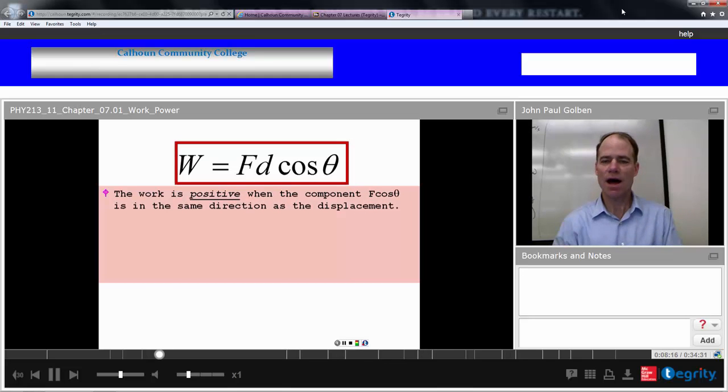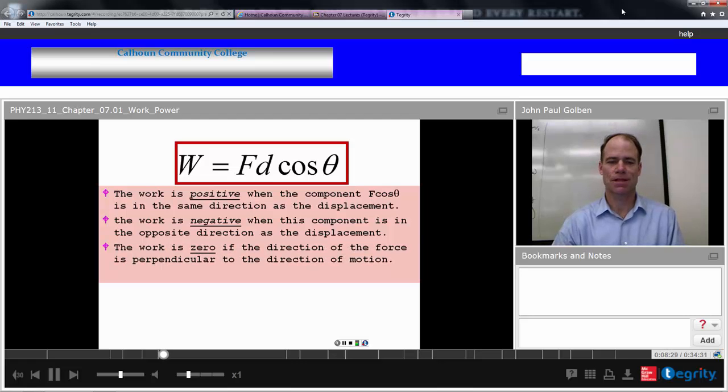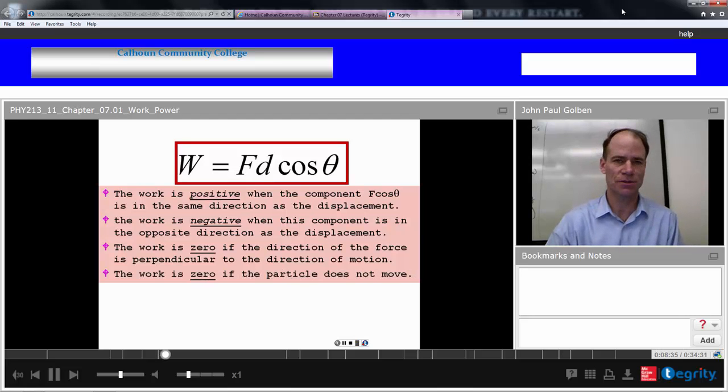So the work is positive when the component F cosine theta is in the same direction as the displacement. The work is negative when this component is in the opposite direction as the displacement. I'll give you an example in a moment. The work is zero if the direction of the force is perpendicular to the direction of motion, and the work is zero if the particle does not move.